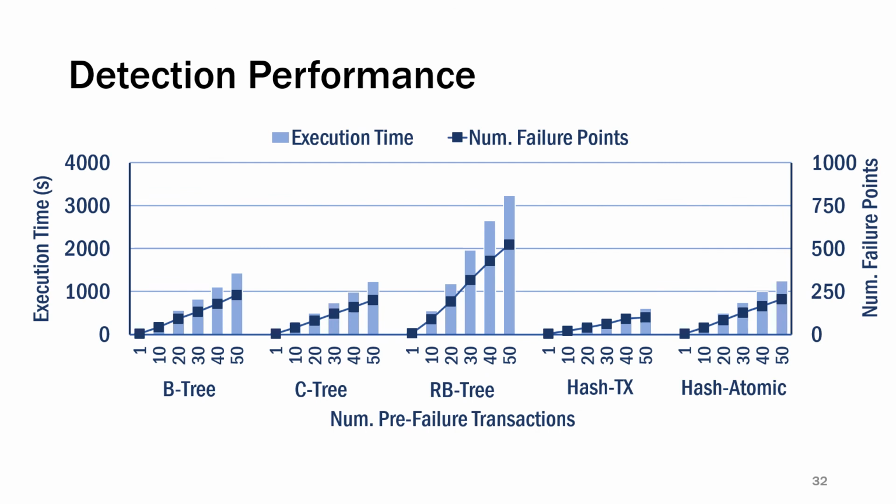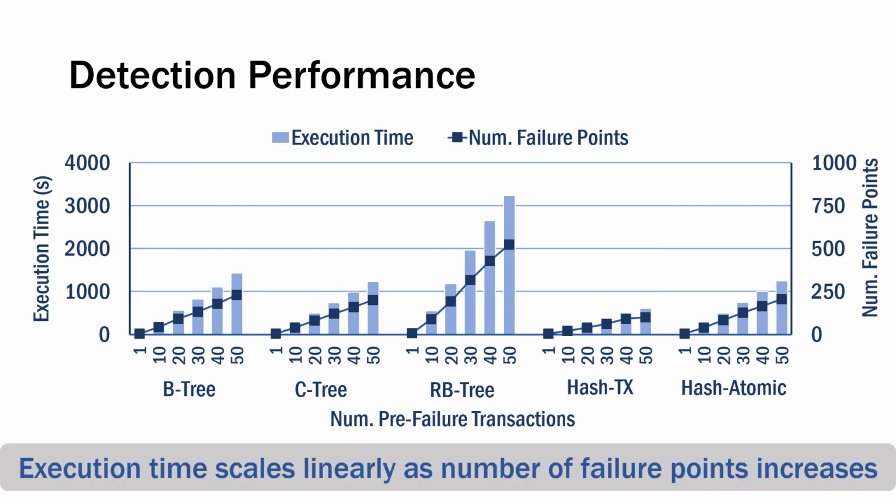The next evaluation scales up the number of transactions as the x-axis shows, and the primary y-axis shows the execution time in seconds, and the secondary axis shows the number of failure points we inject. As the number of transactions increases, the number of failure points also increases. At the same time, the execution time also increases linearly. The reason for the linear increase is that in our workloads, the post-failure execution only executes a fixed number of steps. For example, it only unrolls the last uncommitted transaction rather than executing all the transactions again. So we conclude that XFDetector is very scalable.